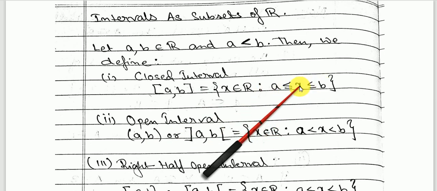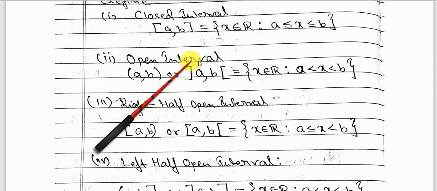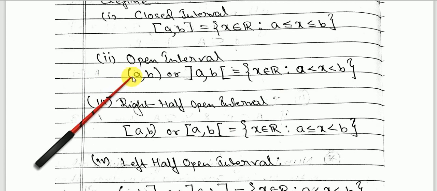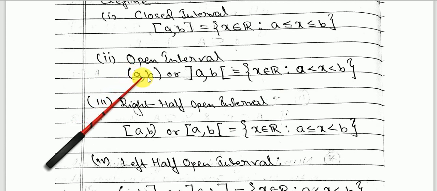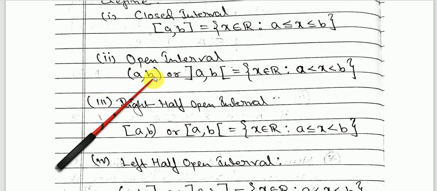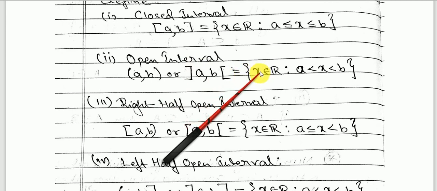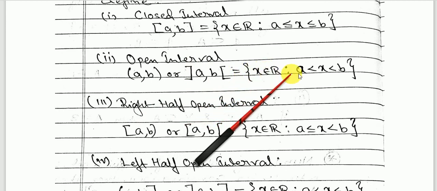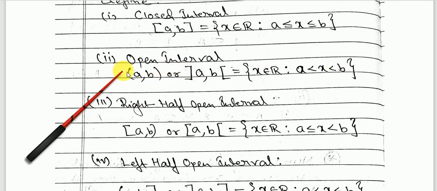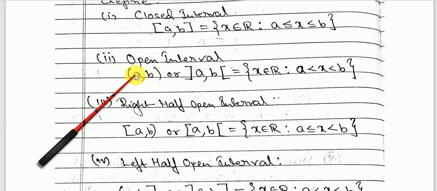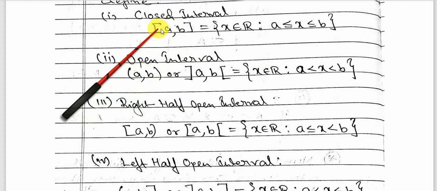Open interval is written like this, (a, b) with round brackets, or sometimes we write it like this. This is the set of all real numbers lying between a and b. Here a and b are excluded, so open interval means the boundary points are excluded, but in a closed interval a and b are included.